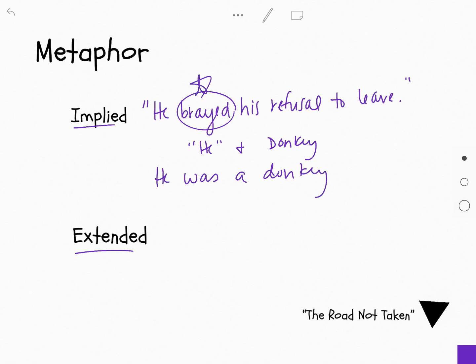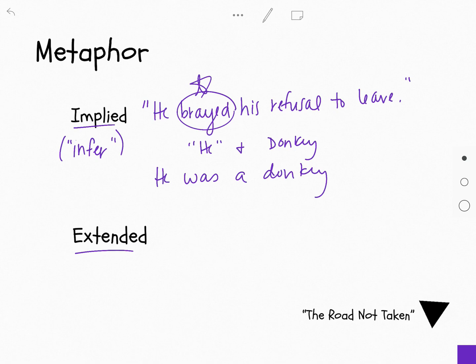Rather, it picks out an attribute of that creature, in this case the donkey, that can be used to still create that metaphor. So an implied metaphor doesn't just come right out and say it, but from reading the context you can infer the metaphor. So I'm going to write infer, because being able to infer the comparison that's happening means it's an implied metaphor.